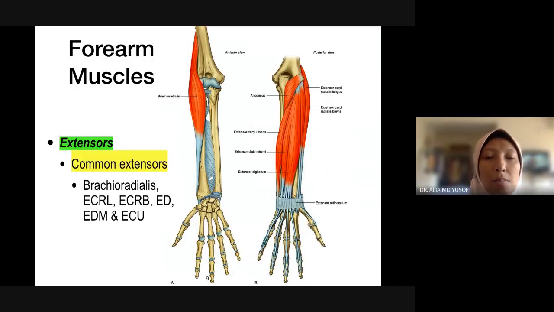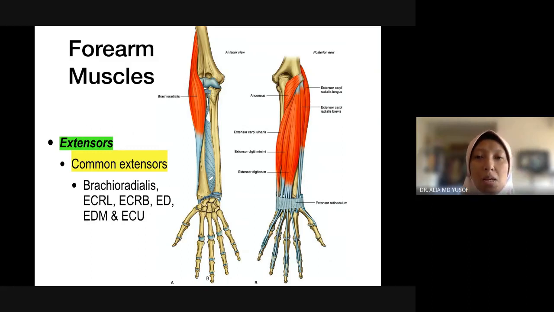Now kita tengok bahagian belakang, posterior compartment forearm muscle. Di dalam posterior compartment, dia sama macam arm, ada extensor muscles. And in the forearm, kita subgroupkan lagi, dia ada common extensors, other extensors, and other group of muscles. Okay, sekarang kita tengok common extensors. Kalau tadi dalam anterior compartment, kita ada common flexor, dalam posterior compartment, kita ada common extensor.